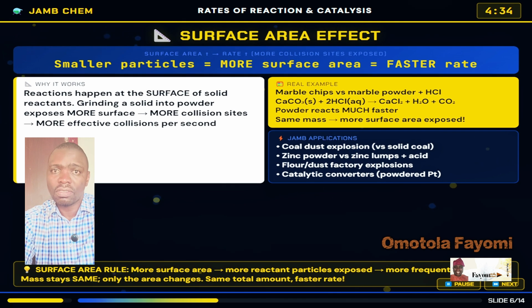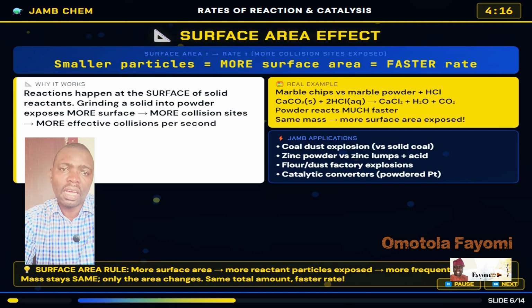Flour dust in factories has caused explosions for the same reason. Catalytic converters use powdered platinum, palladium, and rhodium to maximize surface area, allowing car exhaust gases to react at low temperatures. The key message when comparing chunks versus powder: the mass is the same, the number of molecules is the same, only the area exposed to the reactant changes.